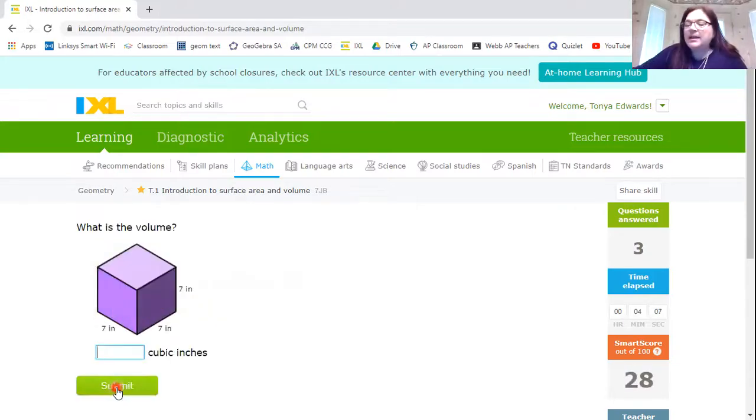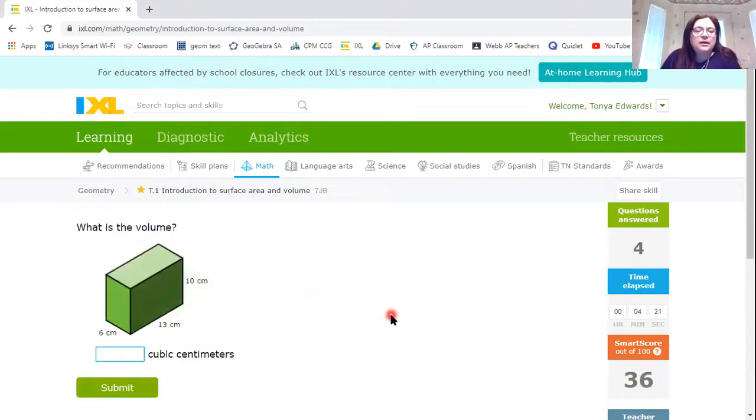All right, again, what's the volume? It's the area of the base, 7 times 7, times another 7 height, 343. All right, what's the volume of this one? Area of the base. Area of the base is 6 times 13, which I don't know off the top of my head. And then we multiply that by the height.